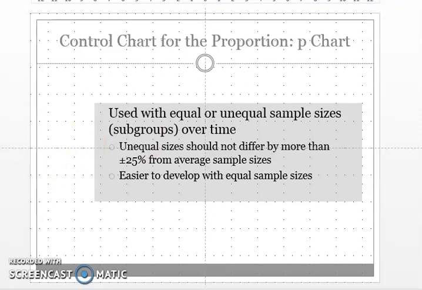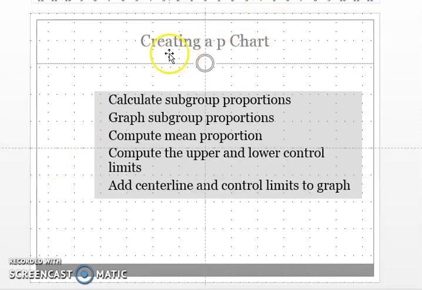Okay. Next, you have to create a P chart. What is the general procedure? As usual, first you have to calculate the subgroup proportion. Second, you have to graph the subgroup proportions. Third, compute the mean proportion. Then fourth, you have to compute the upper control limit and lower control limit. And next, as usual, add the center line and control limits and draw the graph.